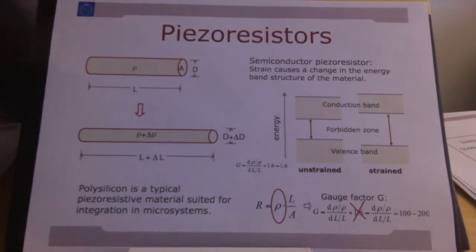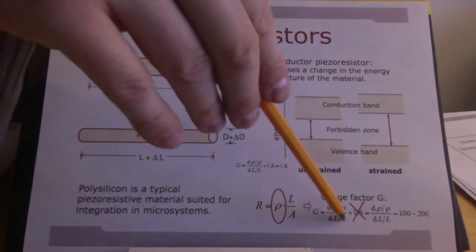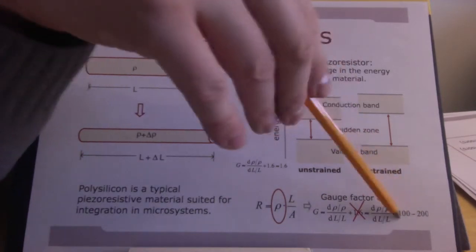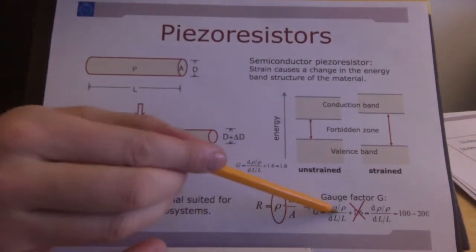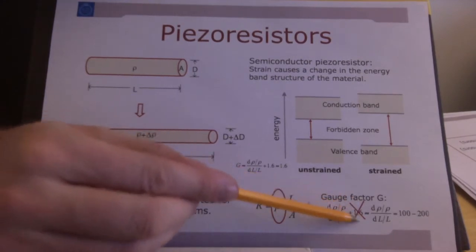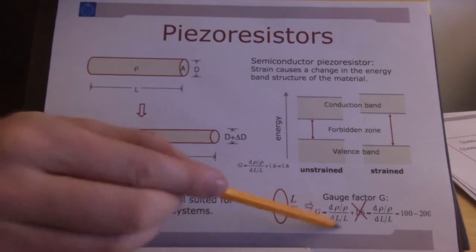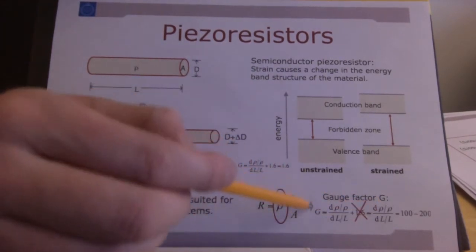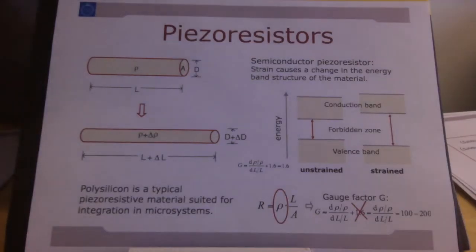And it will do that to an extent that delta rho over rho plus delta L over L, this change here, is typically in the order of magnitude of 100 to 200. If this is 100, then the 1 plus 1.6 becomes totally negligible compared to a factor of 100 or 200. So we can forget about that one, and the gauge factor is basically just this term that's left.